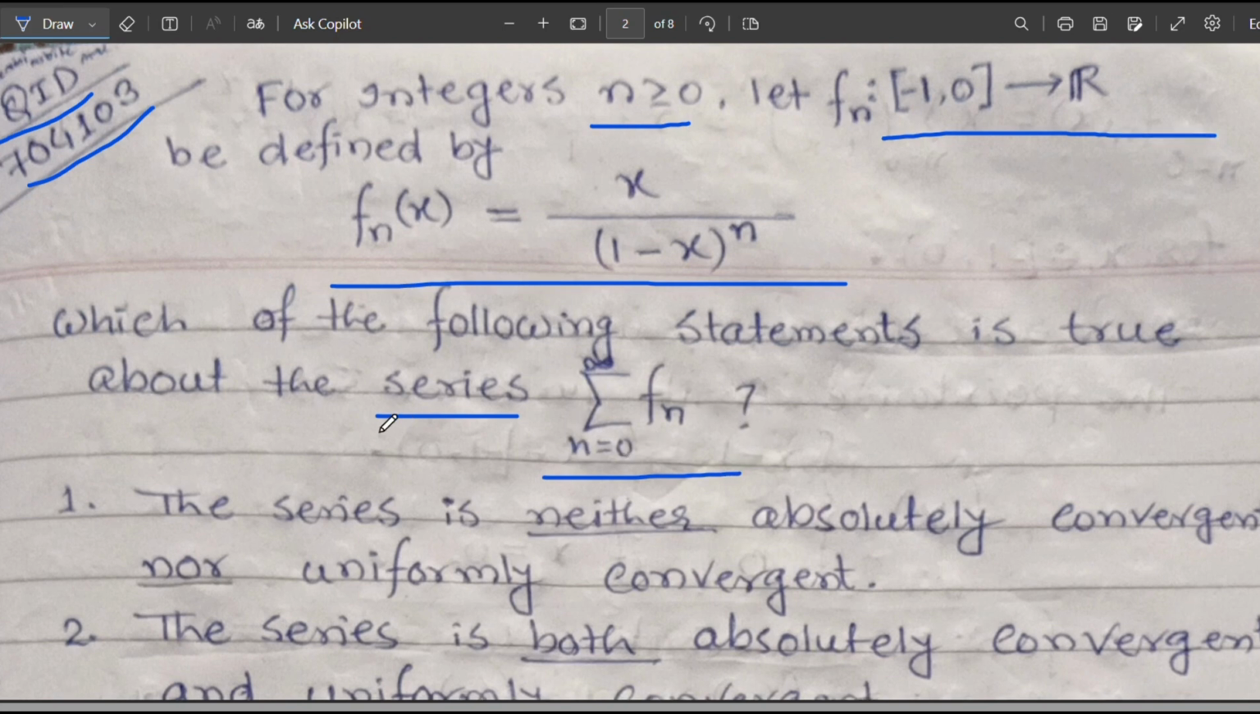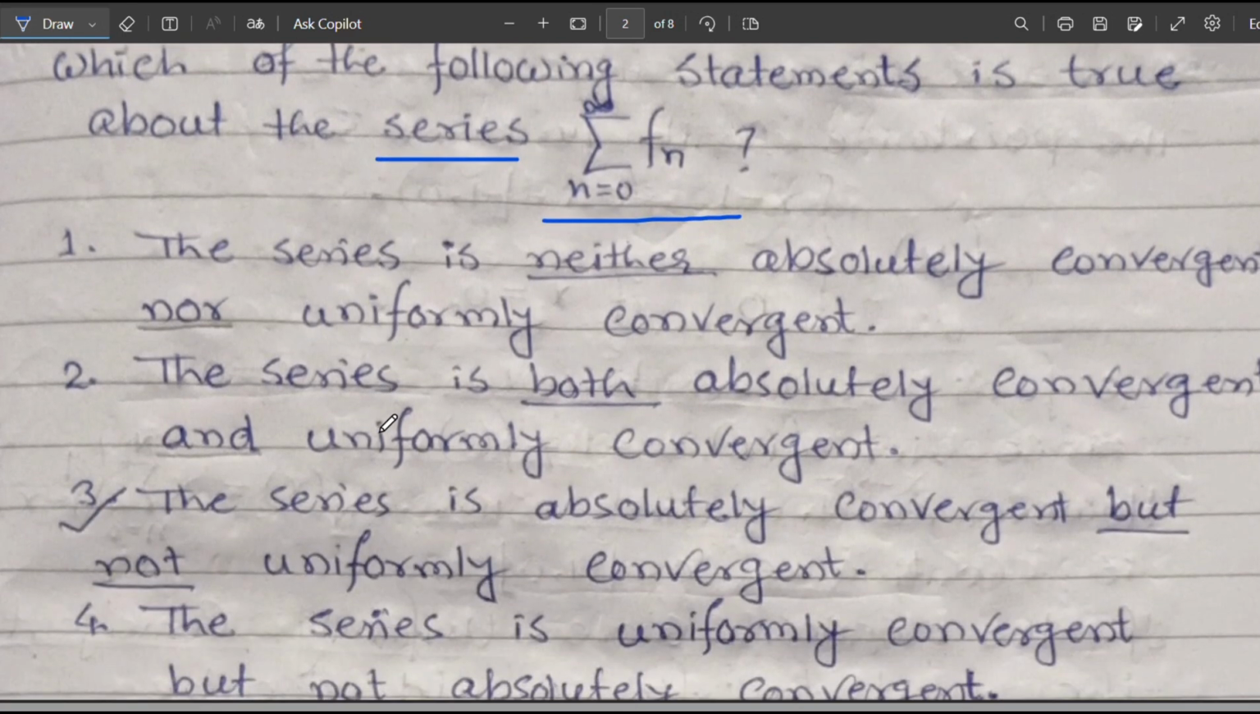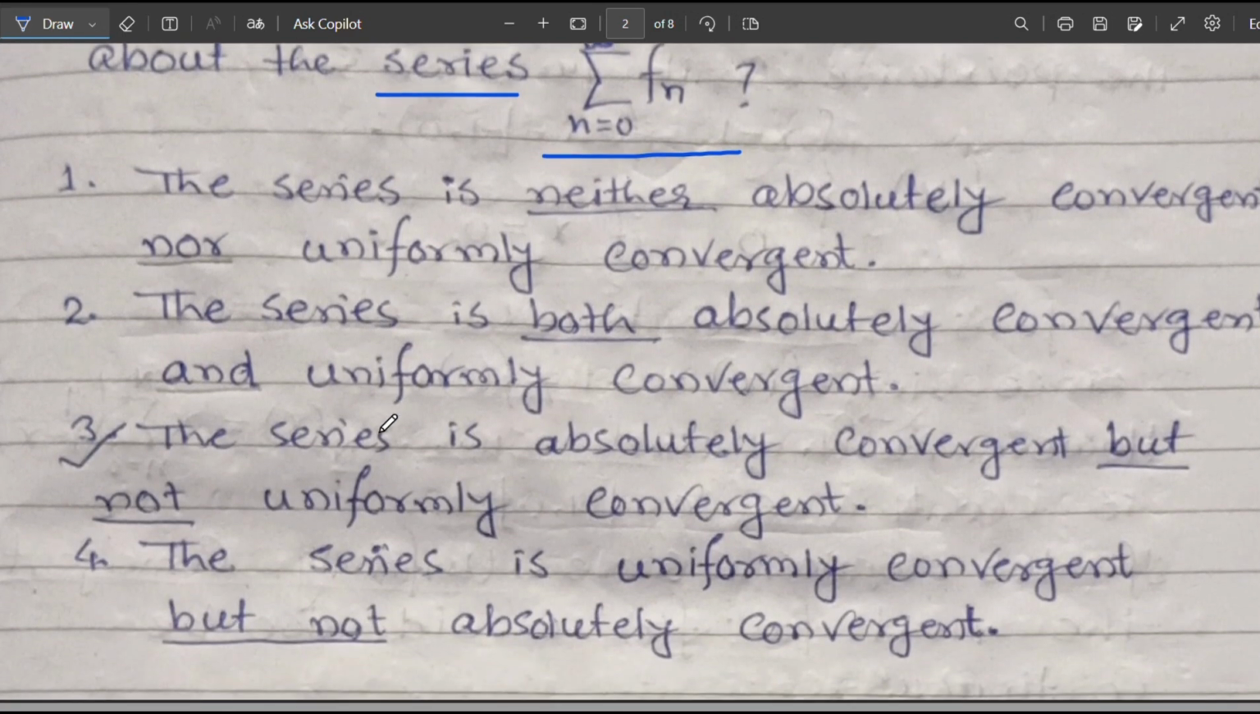They have given 4 options. The first option says the series is neither absolutely convergent nor uniformly convergent. The second option says the series is both uniformly convergent as well as absolutely convergent.